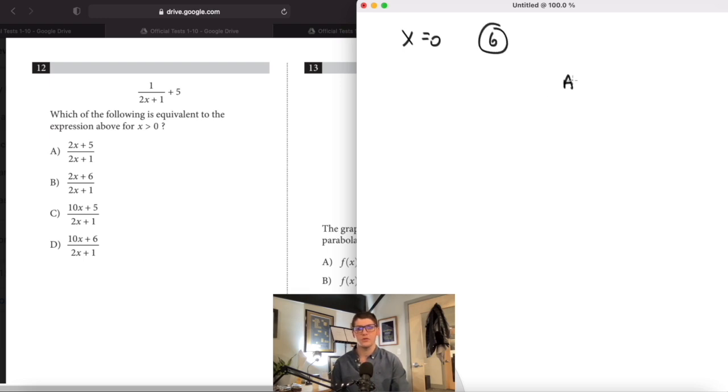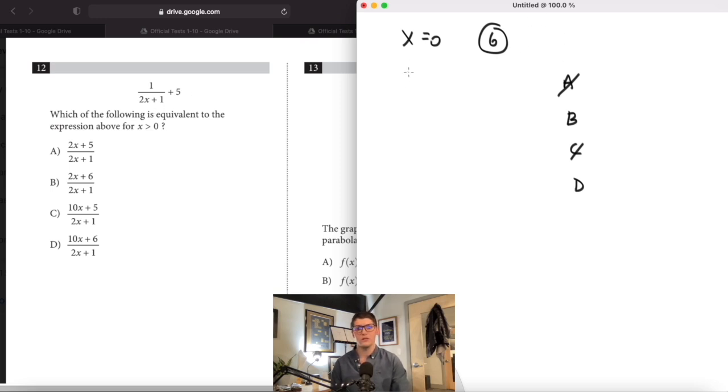Well, answer choice A would be 5 over 1. Zeros for x's would just be 5 over 1. For B, it would be 6 over 1. For C, it would be 5 over 1. And for D, it would be 6 over 1. So all that game about x has to be greater than 0 is about is making the denominator defined.